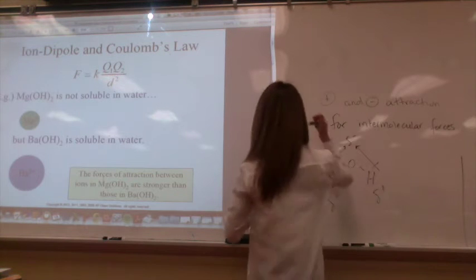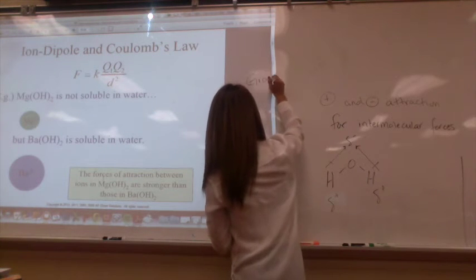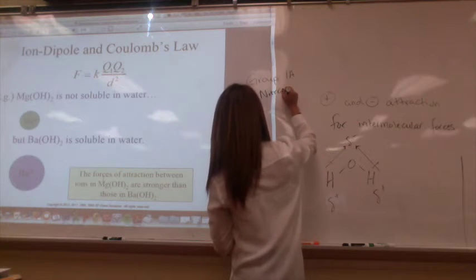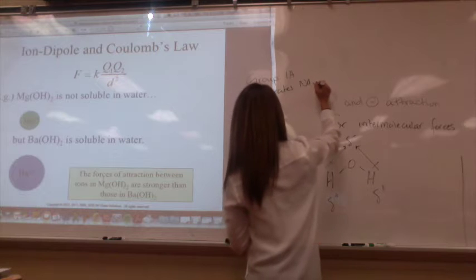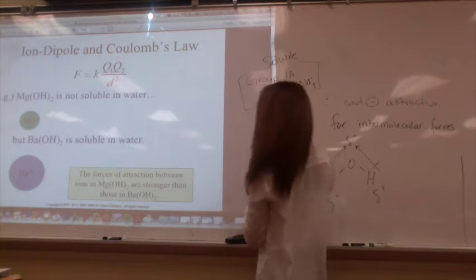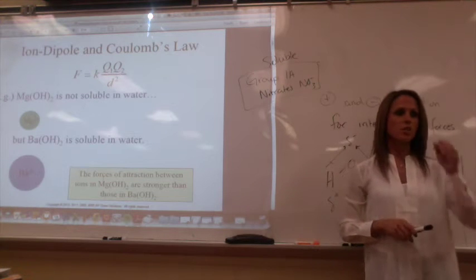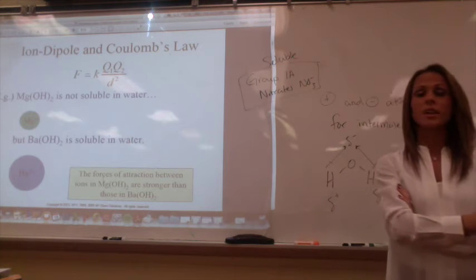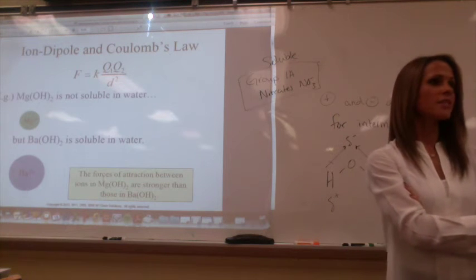So I'm going to jot them down. We can start remembering them. Group 1A is soluble, and nitrates are always soluble, which is NO3 minus. That's a general rule for the AP exam. You're just going to make sure you memorize that. So would you have to know that magnesium hydroxide's not? No. They would have to tell you that.